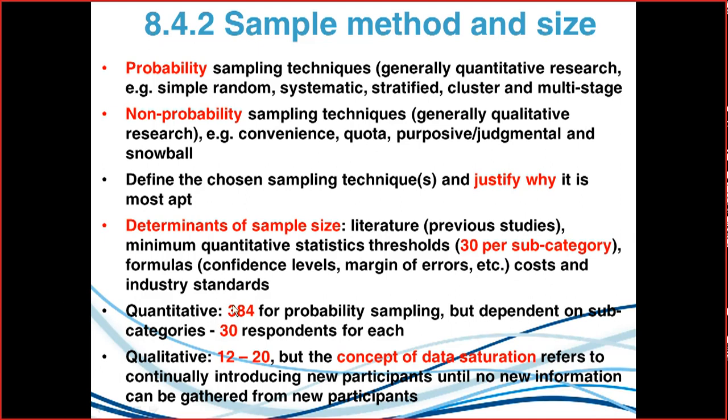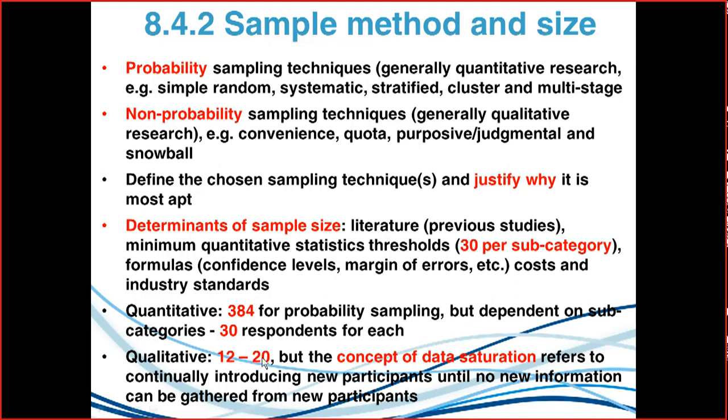Quantitative, generally, if you survey around 384 people, you should land up with 30 respondents for most subcategories. But there are statistical calculators. There's one called Raosoft that you can use to calculate your sample size.